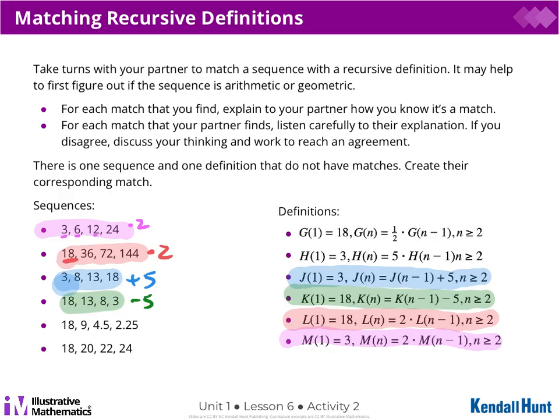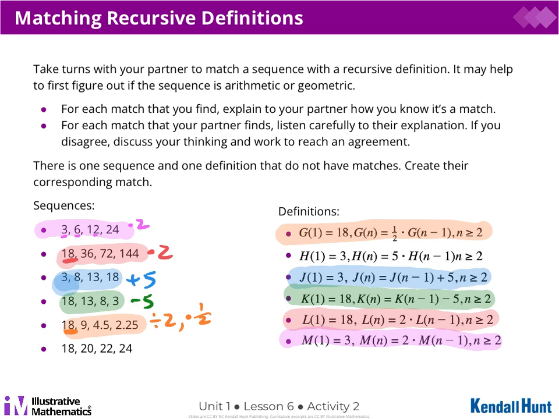Okay, so for the next one, we got 18, 9, 4.5, 2.25. This one looks like it is dividing by 2, dividing by 2 or multiplying by 1/2. Our first term is 18. And so what we have here is G. 18 times 1/2.